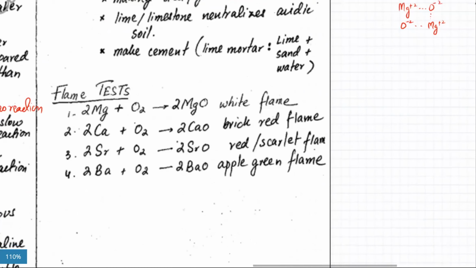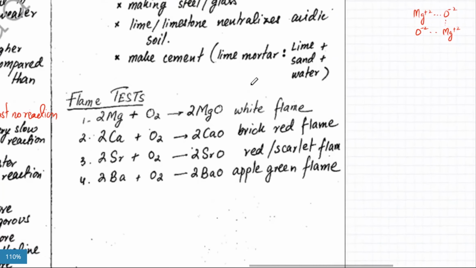You should remember the flame test as well. What are the colors of the flames for Mg, calcium, strontium, and barium? Barium is apple green. Strontium is scarlet red. Brick red is for calcium. And Mg has a white flame. So you have to remember all of this in group 2.